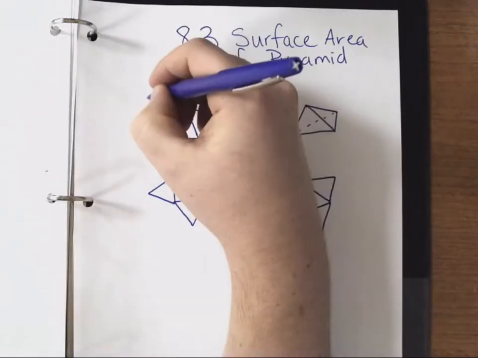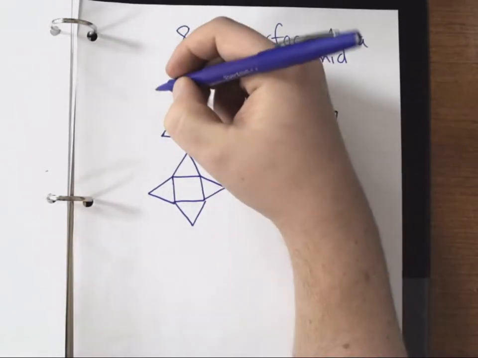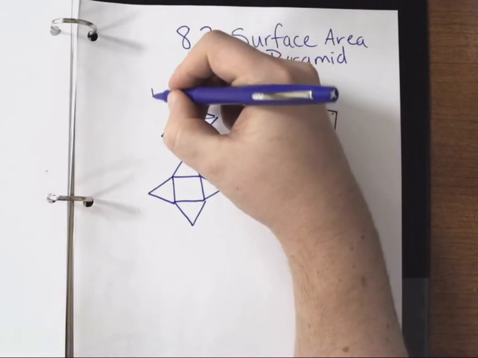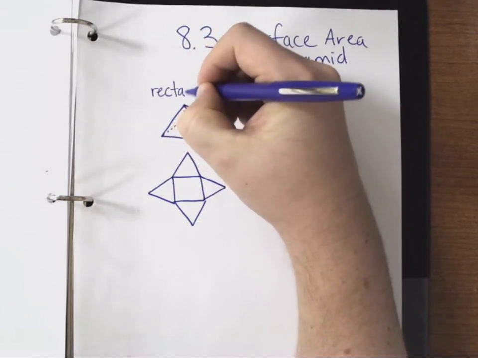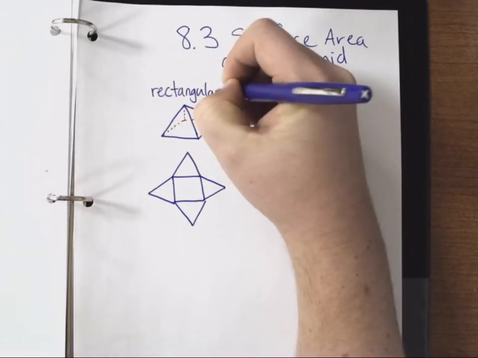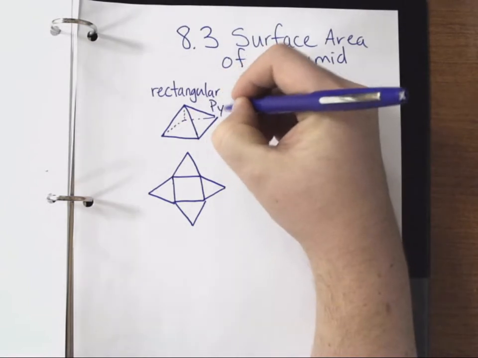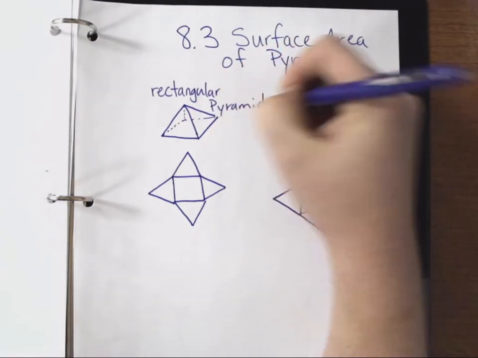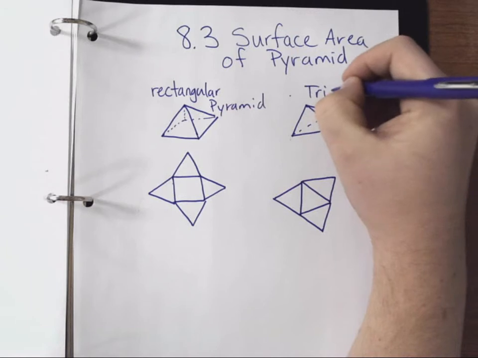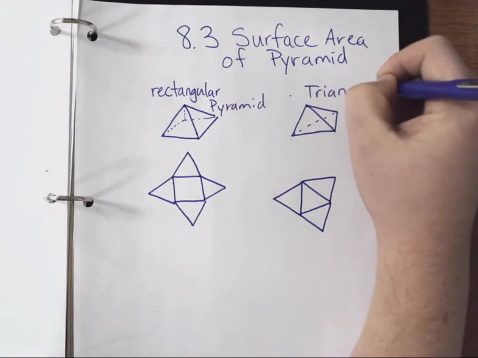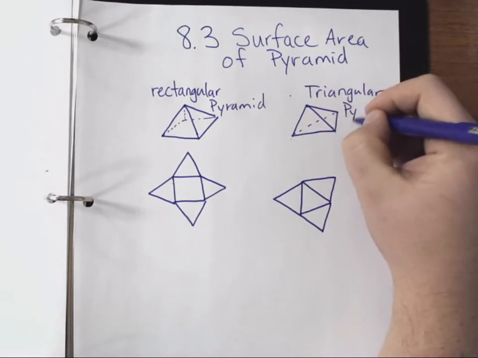So we're going to label these. So this will be our rectangular pyramid, and this is our triangular pyramid.